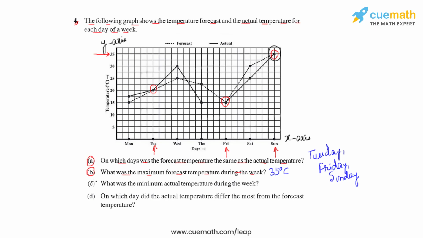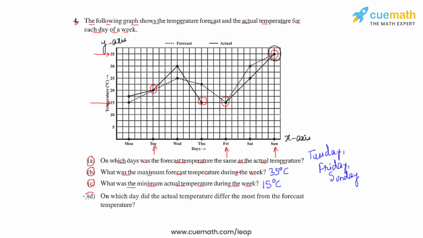Let us now move on to question C, in which we'll have to answer the minimum actual temperature during the week. Now as we know, the actual temperature is represented by the solid line, and the minimum temperature, as we see, is definitely this point, and on the y-axis it is represented by this value. Hence, to answer this question, the minimum actual temperature during the week was 15 degrees Celsius.